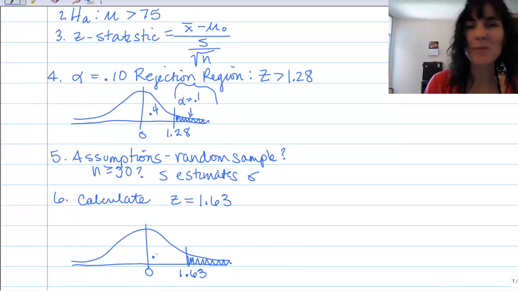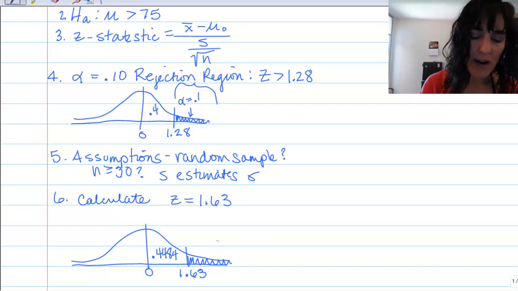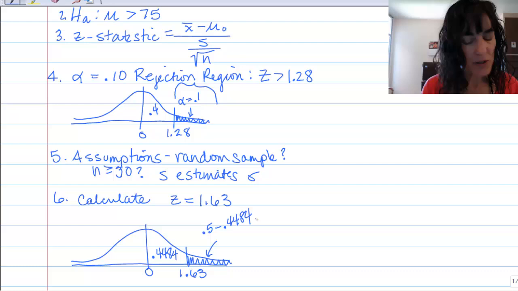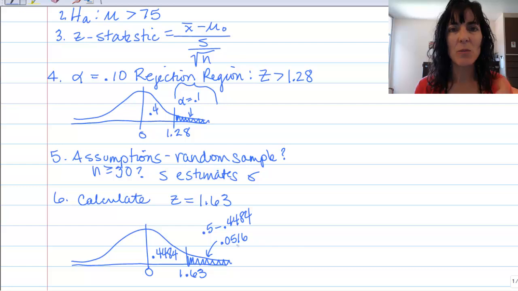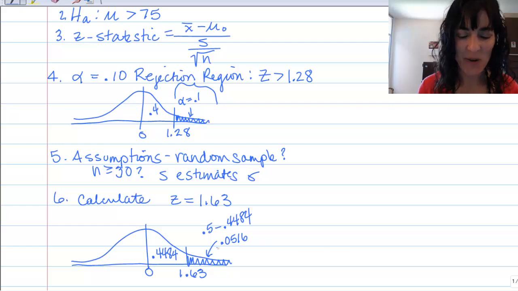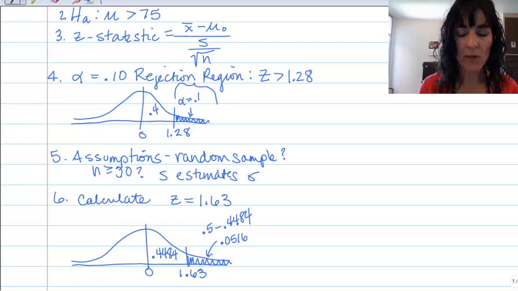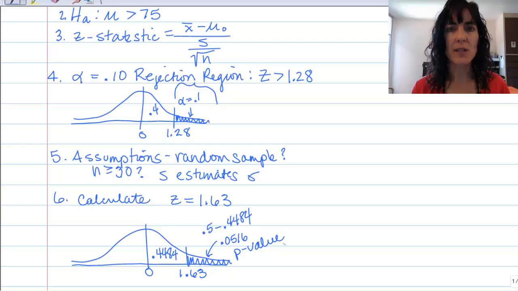So that means this piece, the big piece, right up to the 1.63, is 0.4484. And if I want this piece, I'm going to have to do 0.5 minus the 0.4484. When I subtract those two, I'm getting 0.0516. And remember, that's what they gave us at the beginning for the two-tailed, and then when we divided it, we got the 0.0516. So there we have the area for the actual data, and remember, this is our p-value. It always goes with the actual data or the sample that you took.